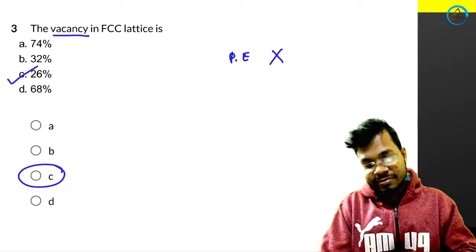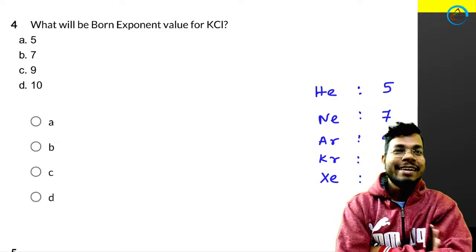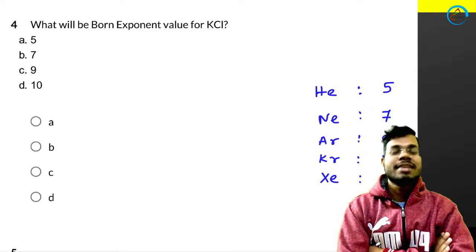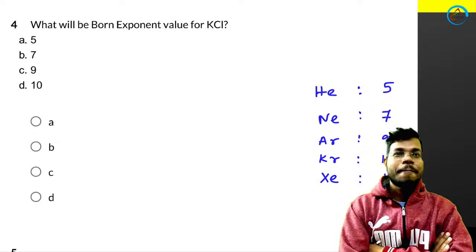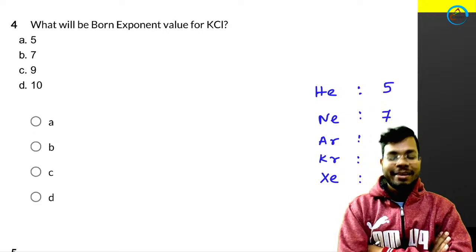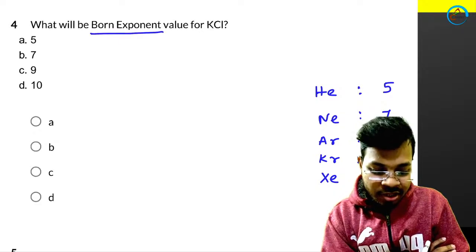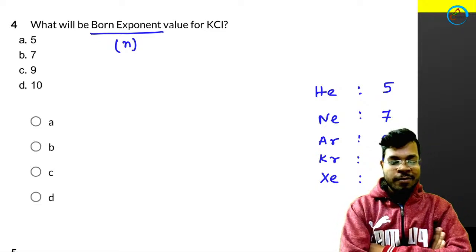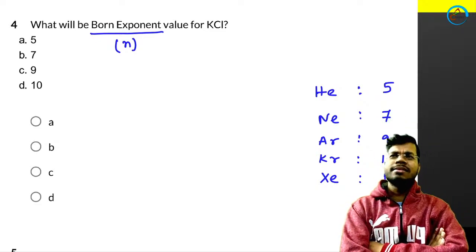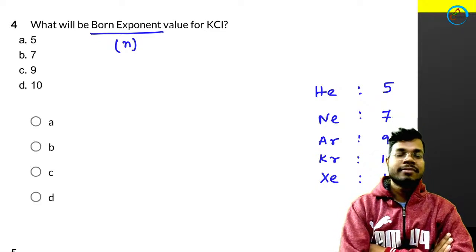Good job. Next question. What will be the Born exponent value for KCl? Yes, Shibras. Okay, just solve this question. Born exponent, as you know, in the bond length equation is represented by n. What will be the Born exponent value, n value, for KCl? How can you calculate this? All these things I taught you in my solid state lecture. You have 10 seconds more.